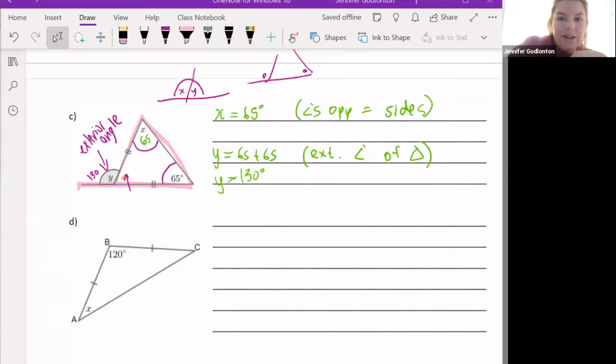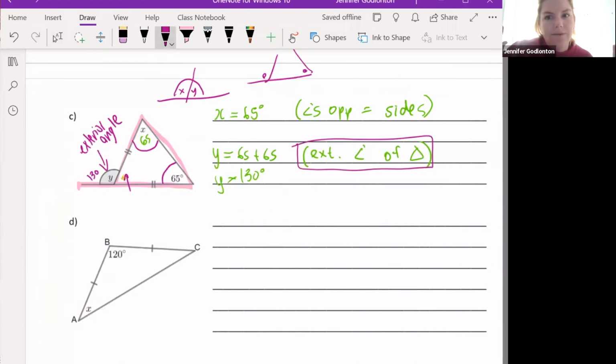This is using the reason of exterior angles of a triangle. And when we use that reason, we don't have 180 involved at all. We only say our exterior angle is equal to the sum of our interior angles. That's the only thing we do when we're dealing with that rule. Hopefully that gives some help.